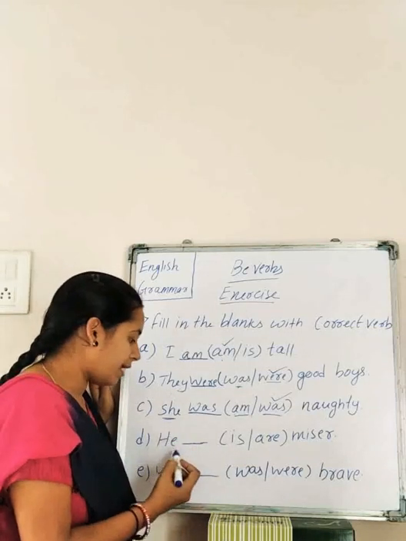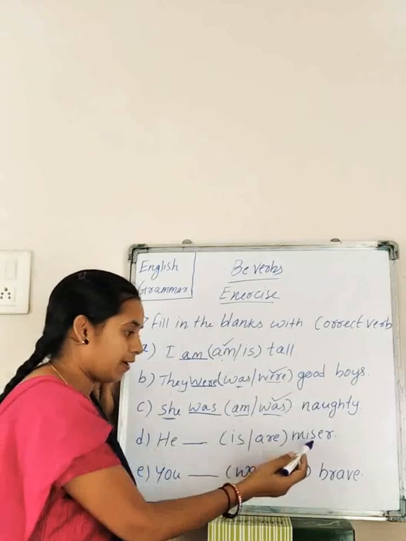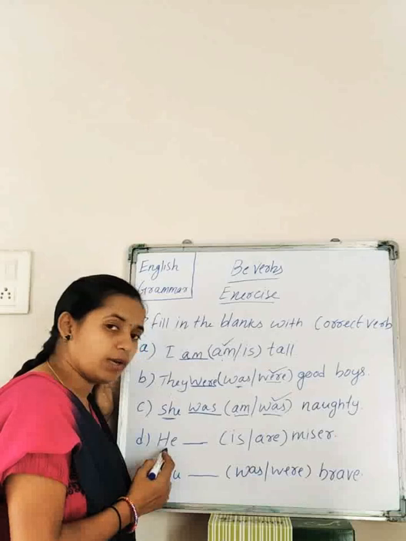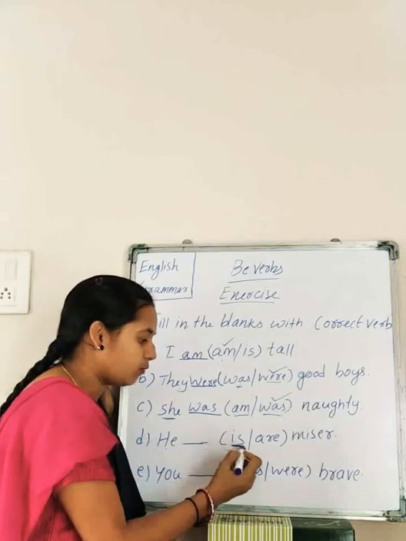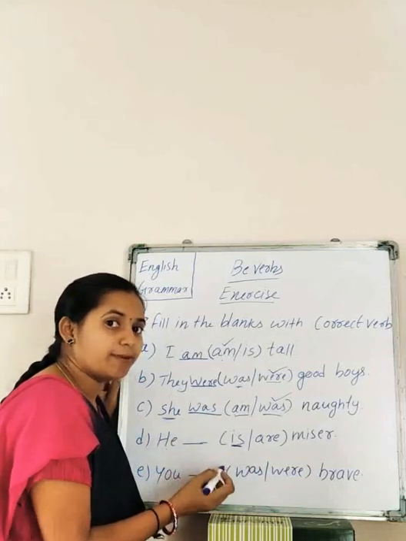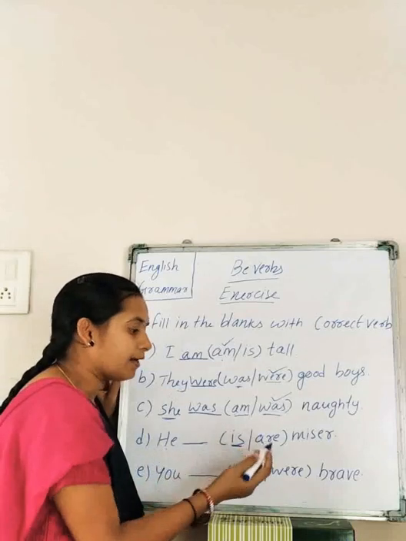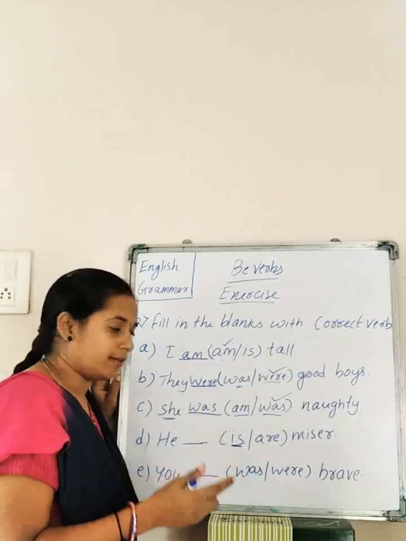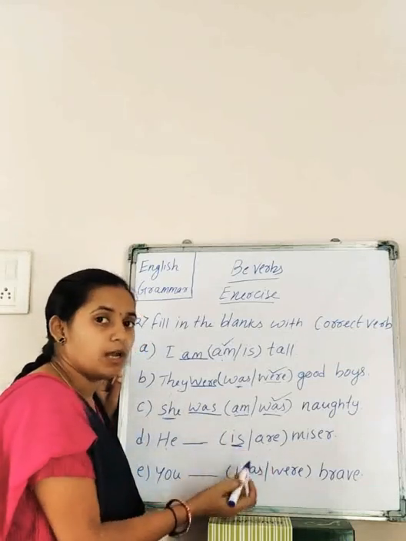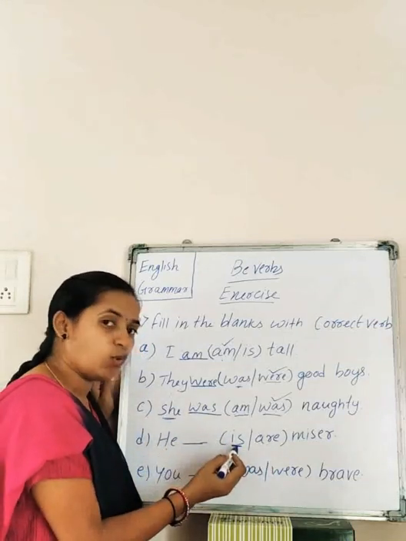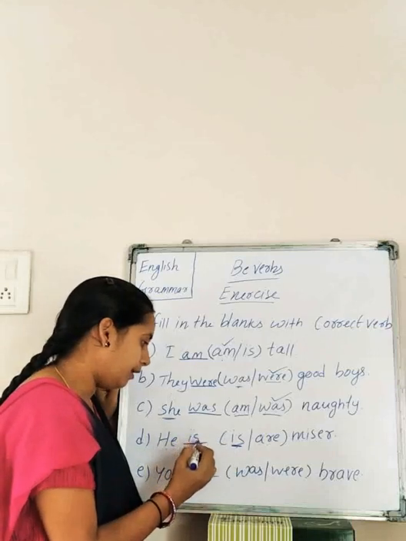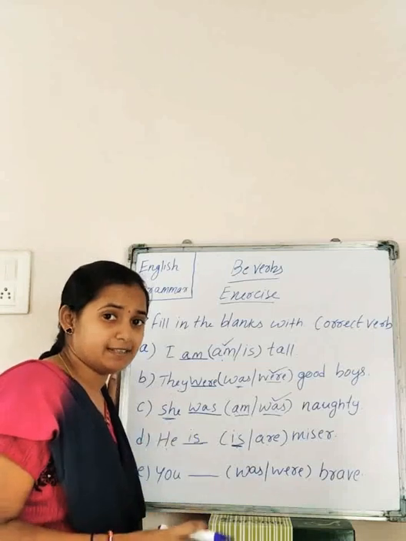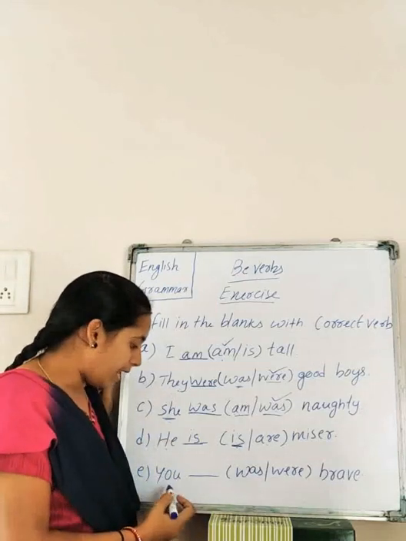Okay. Moving to the next one: he dash miser, is or are miser. So he is singular, and is can be used with he. The verb is can be used with he. Are cannot be used with he. Are is used with what? They, you, etc., and we. But for singular, only is is used. So here, he is miser is the correct sentence. Got it? Yes. Moving to the last one.